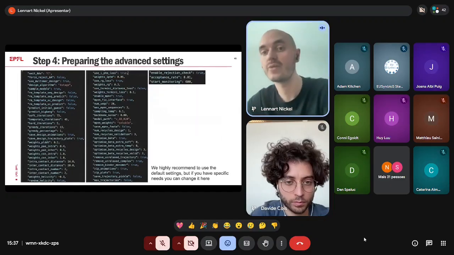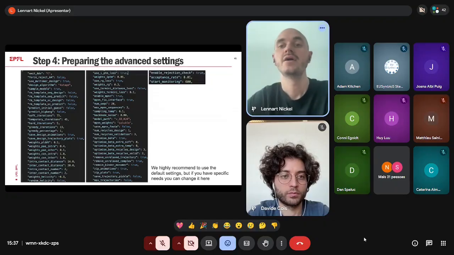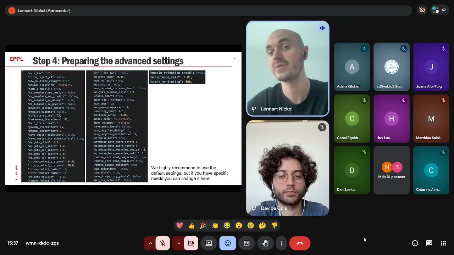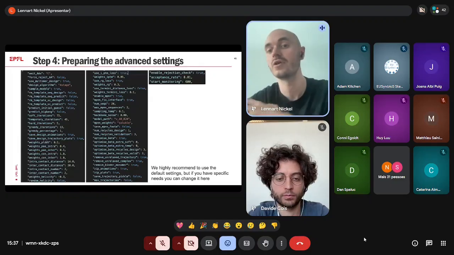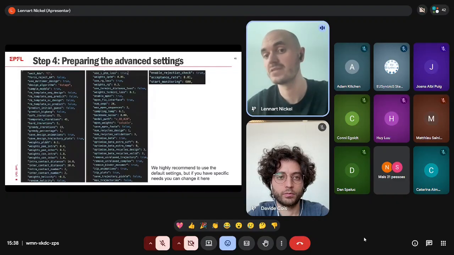Then there is the second file, which is called the advanced settings file, which I encourage you to look into, but I discourage you from changing anything in the beginning when you start to play around with BindCraft, because here there is a lot of fine-tuning, with weights and sample steps, etc., that we have predefined and optimized.